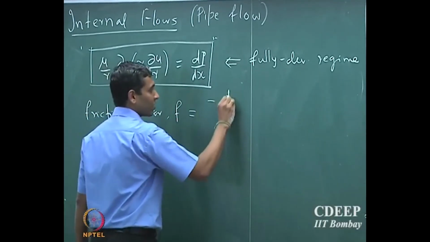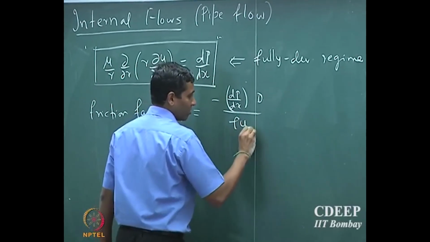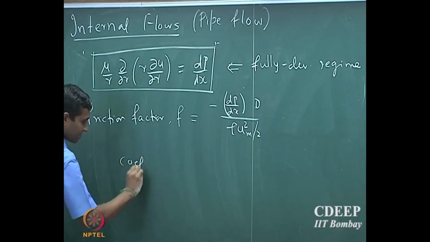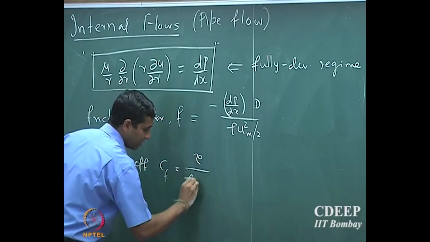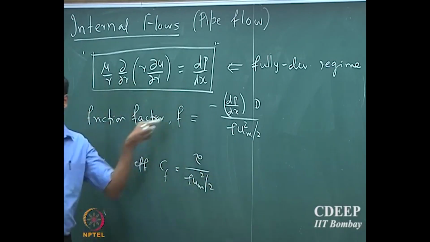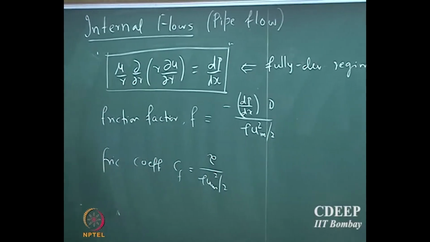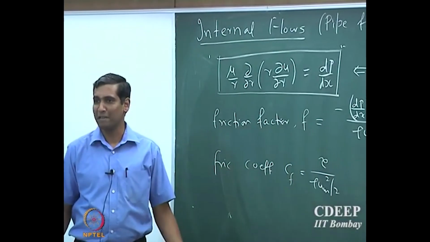So that's given as minus dp by dx into d divided by rho, so that's the friction factor. How are the friction factor and friction coefficient defined? What's the friction coefficient? The friction coefficient, that's Cf, is tau divided by rho um square by 2. How are these two related? They are definitely not the same, but how are they related?